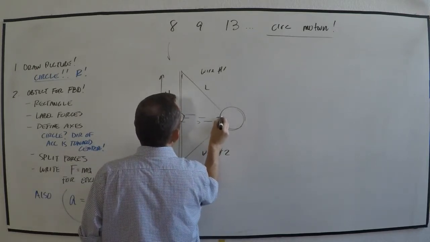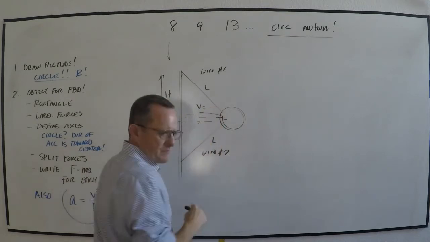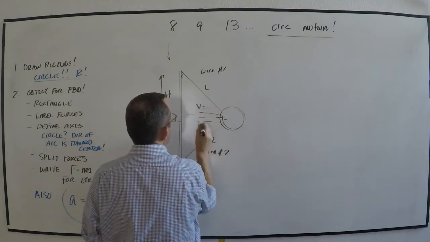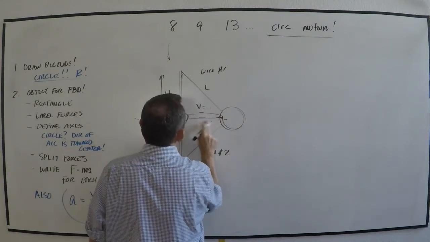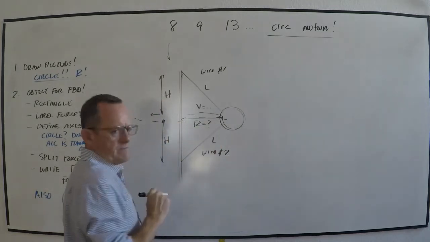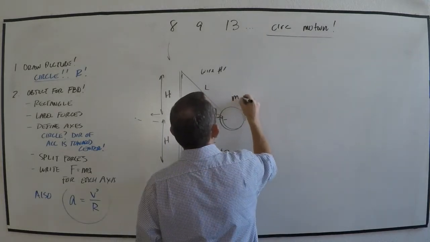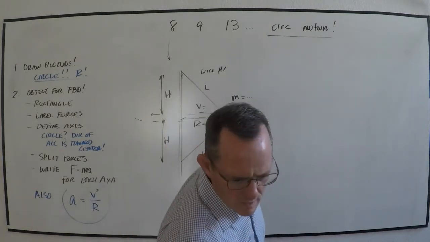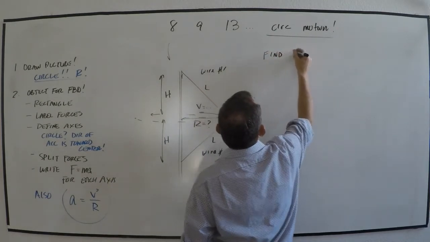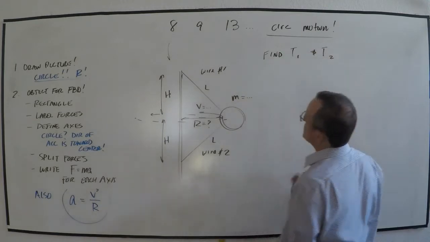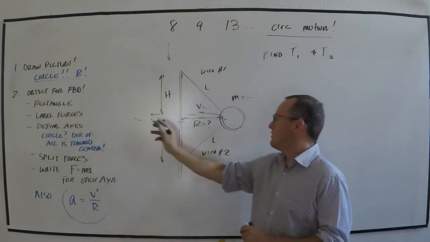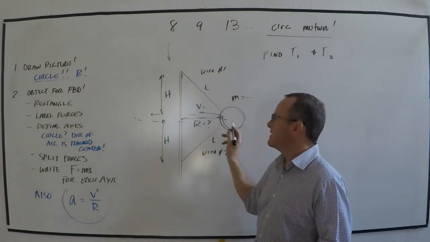In addition, I'm going to label his speed v, and they give you the speed. So the speed is known. I'm going to label this as radius r, and r is not known. Here we go. They give you his mass, and that's it. And what they want you to do is find the tension. They want you to find T1 and T2. How do we do this? It is a circular motion problem. The circle is horizontal, it's right here, and here is the radius.